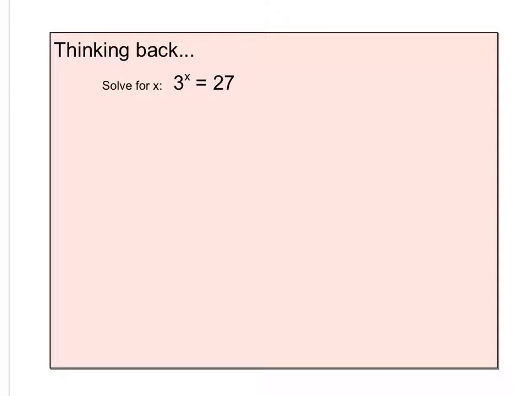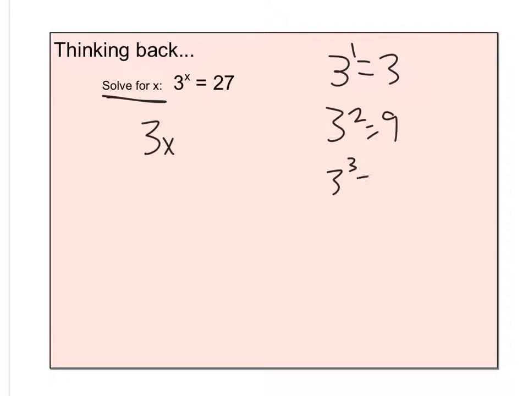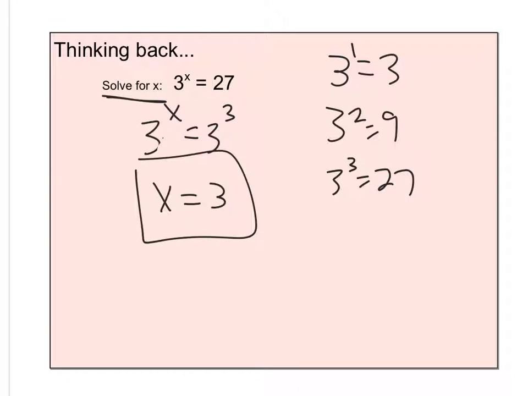So let's think back here. Figure out what x is. 3 to the x equals 27. Well, 3 to the first is 3, 3 squared is 9, 3 to the third is 27. So 3 to the x, 27 can be rewritten as 3 to the third. So by taking care of that, x equals 3. Now that would be my answer.